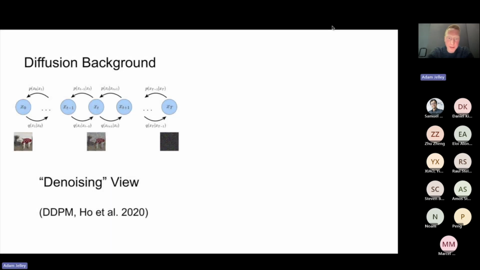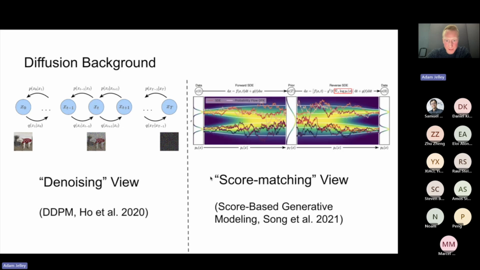Now to provide a bit of background on the diffusion side, diffusion models originally come from the probabilistic denoising view, which I imagine most of you are familiar with: you can take an image and add small perturbations, usually in the form of Gaussian noise, and then you can learn a model that for any given noise level is able to recover the original distribution of the data.